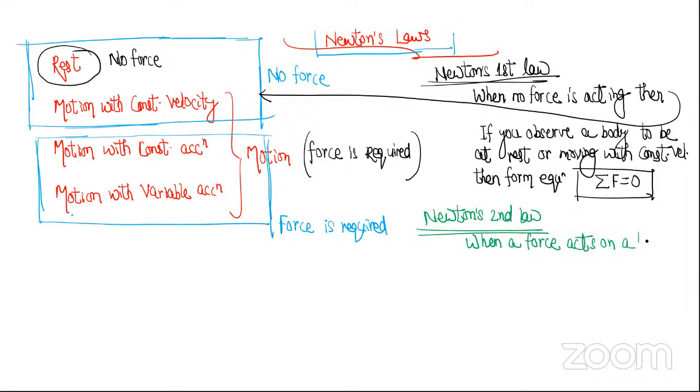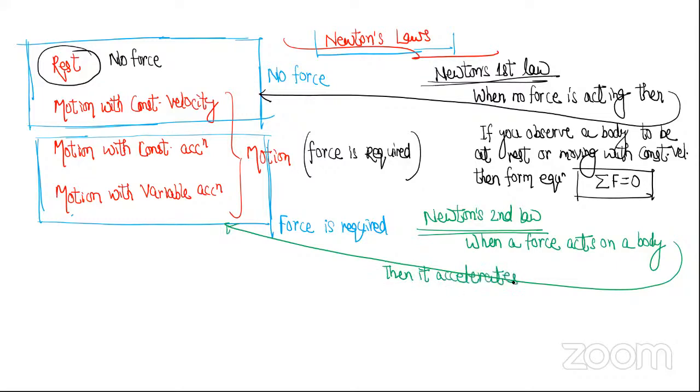So what happens when a force acts on a body? Then it accelerates. Simple. If the force is constant, then the acceleration will be constant. If the force is variable, then the acceleration will be variable. But force means acceleration. No force means no acceleration. That's how it is. So then it accelerates.